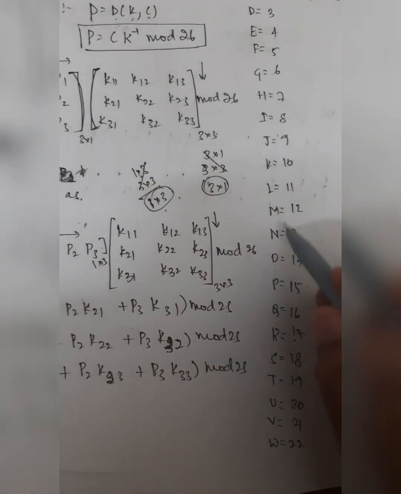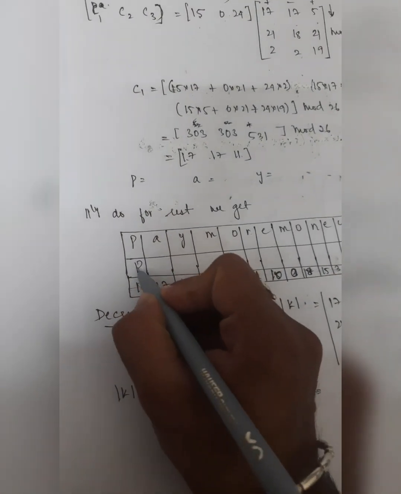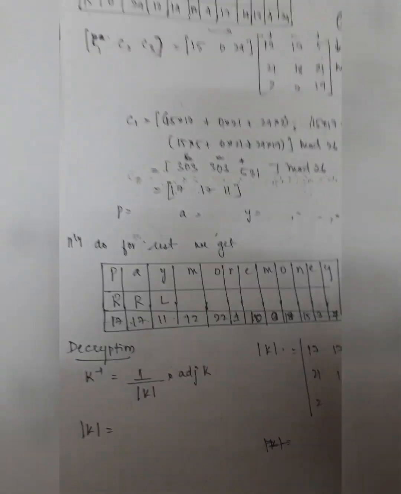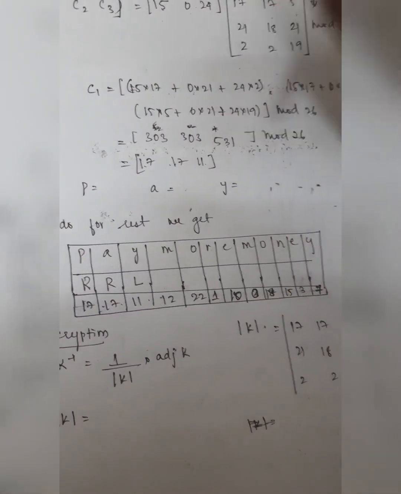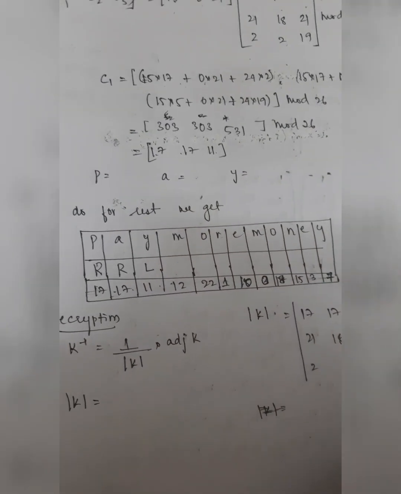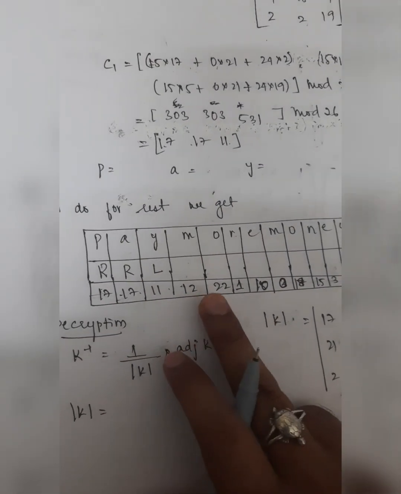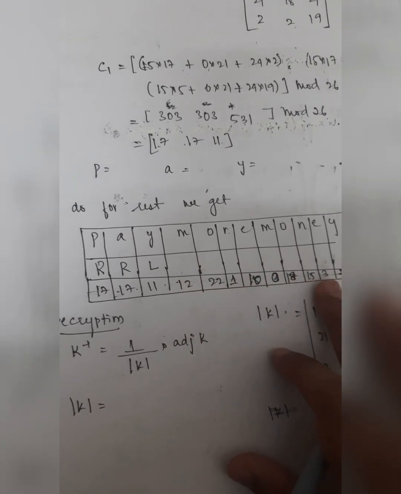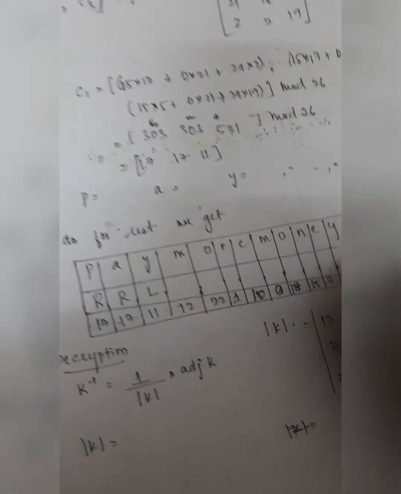What is your 17? Number 17 here is nothing but your R, and number 11 is your L. So we are filling this by R, R, L. Similarly, when you do for all the rest of the alphabets, you will get the rest. When you do it similarly, you get 22, 12, 22, 1, 10, 0, 18, 15, 3 and 7. Now let us start filling it.